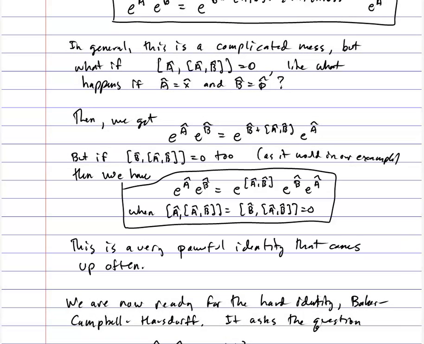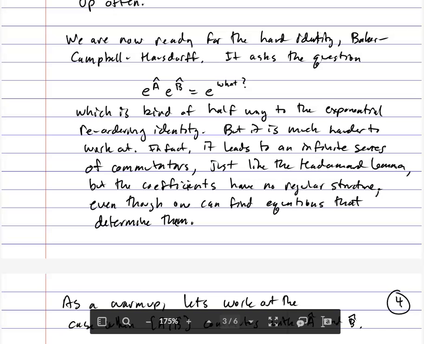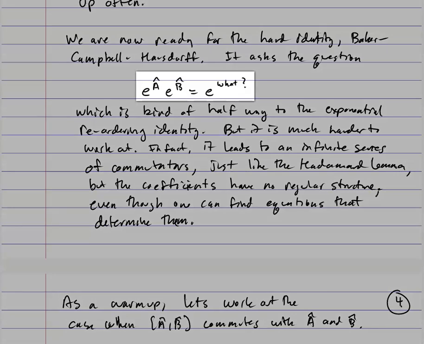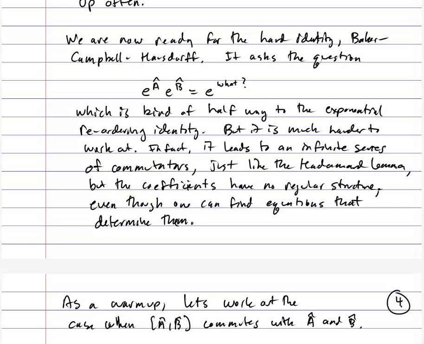Okay? We're now ready to get on to our 4th major identity, which is called the Baker-Campbell-Hausdorff identity. It asks a question that is kind of halfway between the exponential reordering identity. It wants to take e to the a, e to the b, and write it just as e to everything in one exponential. Now, it turns out that this is actually much harder to work out. In fact, it leads to an infinite series of commutators, just like the Hadamard lemma, but even the coefficients of those nested commutators are not known, and even all of the terms that appear in the nested commutators are not known a priori. So it's a very complex expression.